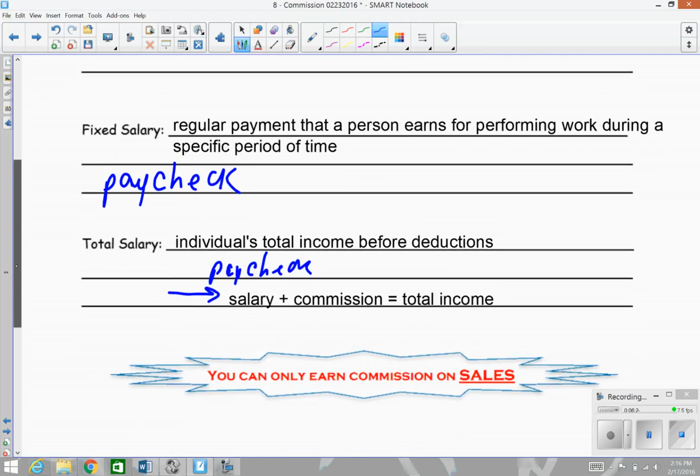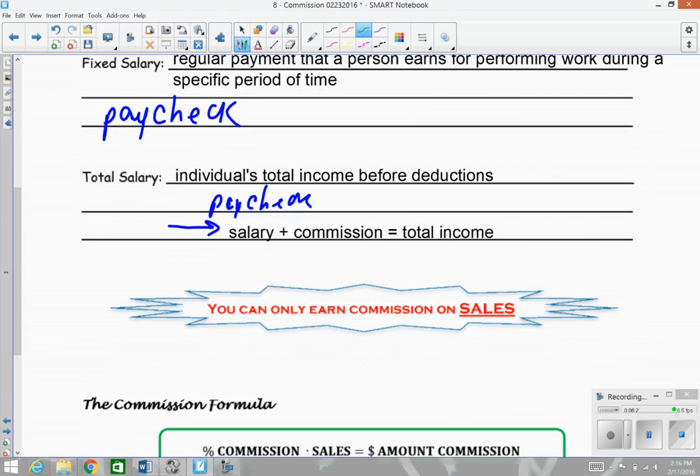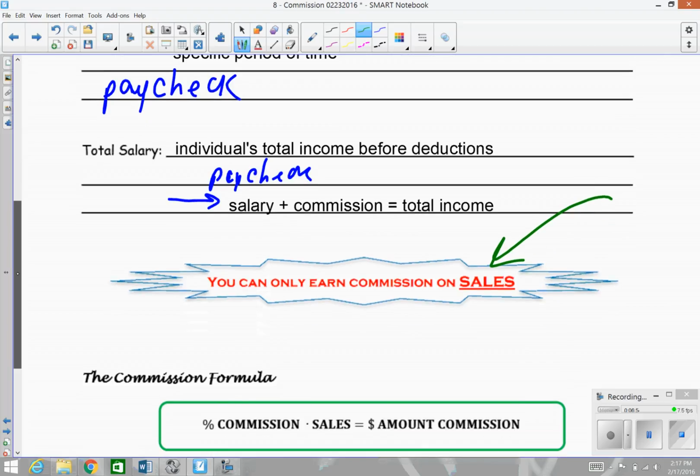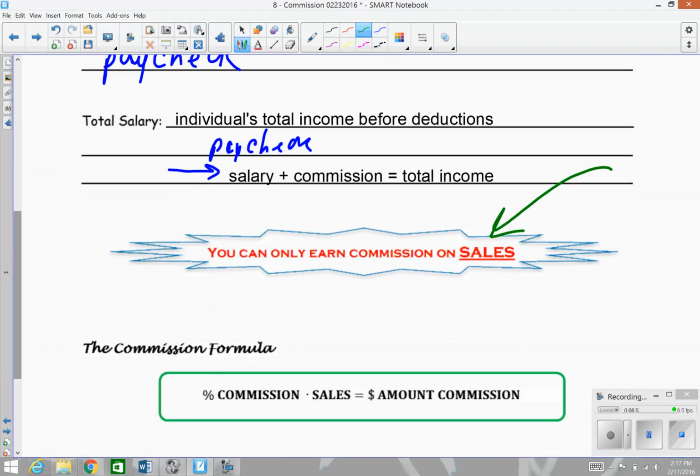Now, this is incredibly important. You can only get commission when you sell something. So that fixed salary, for just showing up to work, you don't get extra money for that. For people like me, teachers, we just get a fixed salary. I'm not selling anything. I don't get extra money every time you pass a test. As long as I'm there and doing a good job, I keep my job and I keep getting paychecks. But a salesman earns this extra only if they make a sale.